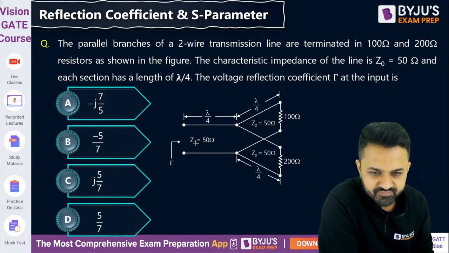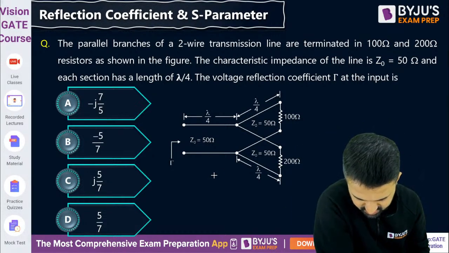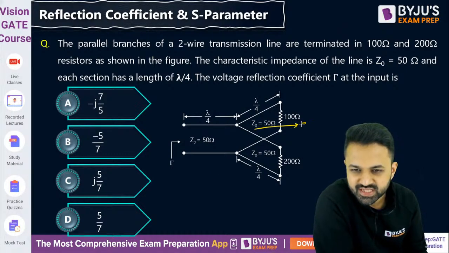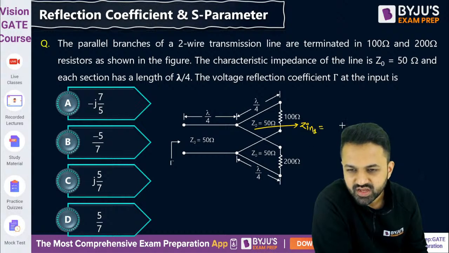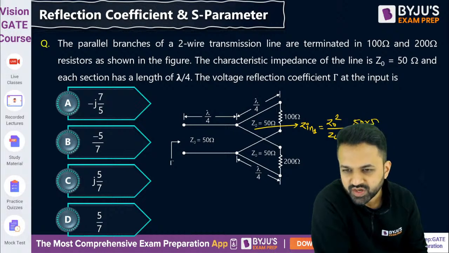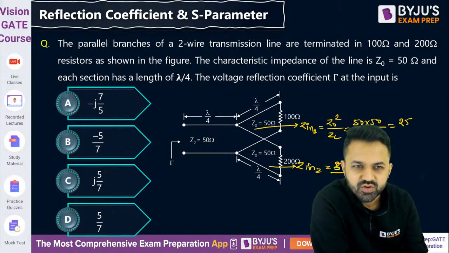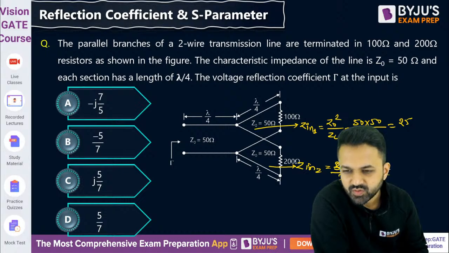5 by 7. Okay. Anand is saying 5 by 7. So here we can say that the input impedance for this line, if I calculate the Zin1, because lambda by 4 is given, so it is Z0 square upon ZL, that is 50 into 50 divided by 100, you will get 25. And here when you calculate Zin2, this is again 50 into 50 divided by 200. So it is nothing but 12.5.